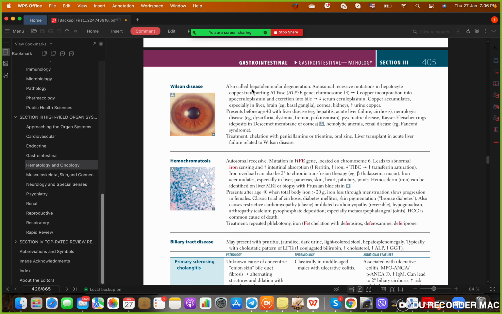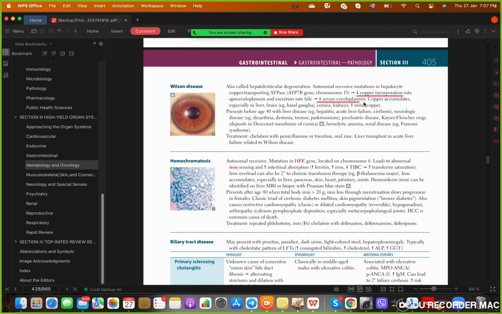So that's why we call it hepatolenticular degeneration. So there will be degeneration of the liver and a problem in the lentiform nucleus in the brain. So already you can think that Wilson disease will have neurological symptoms. Autosomal recessive mutation in hepatocyte copper-transporting ATPase, which is the ATP7B gene on chromosome 13. They decrease the copper incorporation into ceruloplasmin and the excretion into the bile, which decreases the serum ceruloplasmin.